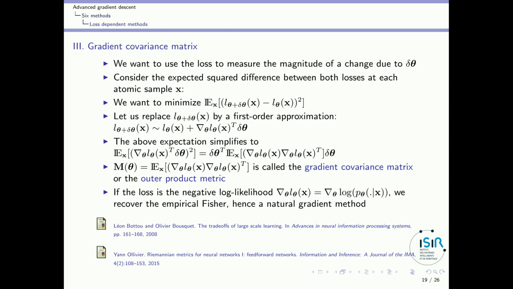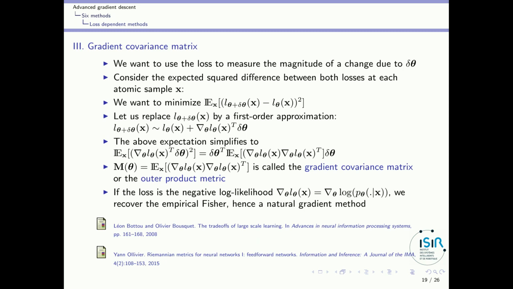Okay, and that particular matrix, which is my M of theta, is called the gradient covariance matrix, or it's also called by Yann Ollivier, for instance, the outer product metric. Okay, and if the loss is the negative log likelihood, in fact we recover the empirical Fisher matrix that we have seen just before. So if you replace the gradient of L of theta here by that particular expression, you get exactly the M of theta matrix that we had before, corresponding to the natural policy gradient or the natural gradient method.